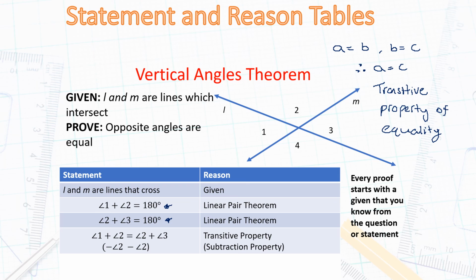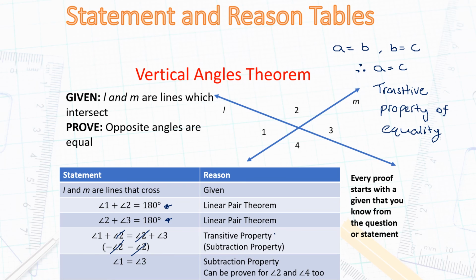So it makes sense, right? So we write that down. 1 plus 2 equals 2 plus 3. So that's our transitive property. And then, well, they both have an angle 2. We don't know what the value of angle 2 is, the measure of it, but they both have it. So it's an equal value in both. I can subtract it from both sides, just like you would a variable in an algebra problem. And I'm left with angle 1 equals angle 3.